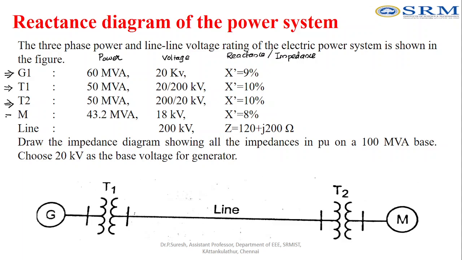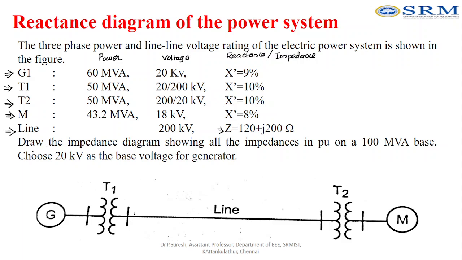And the next component is the motor, whose power is given as 43.2 MVA. The power is given, and then the voltage is given as 18 kilovolt, and then the reactance value is 8%. And the last one is the transmission line. For the transmission line, the power is not given. Power should not be given. So only the voltage is given. It is given as 200 kV. And then for the transmission line, the impedance value is given here. It is 120 plus j200 ohms. Okay, so all the parameters are given.